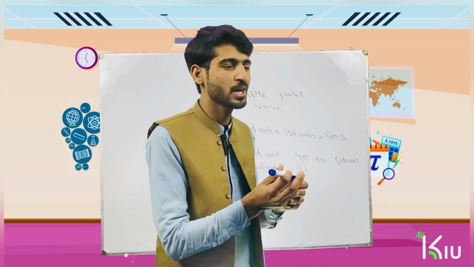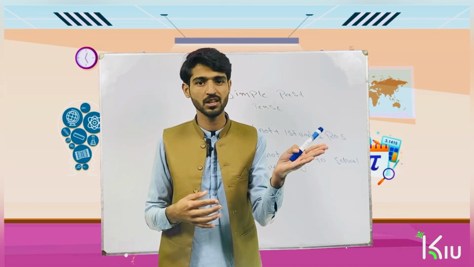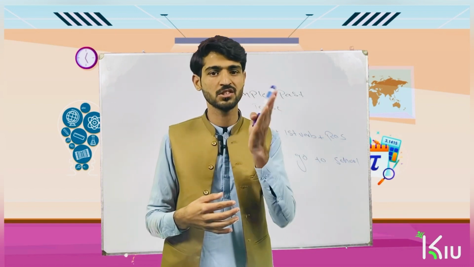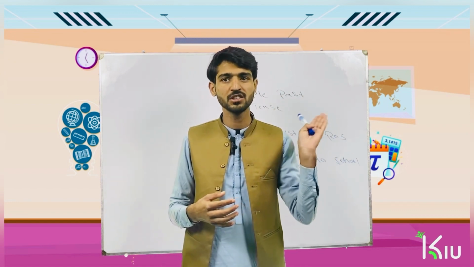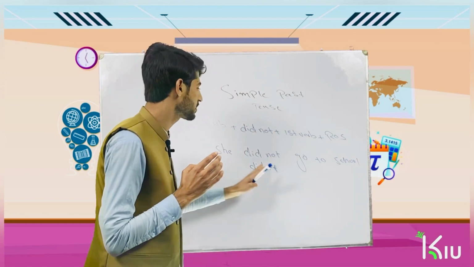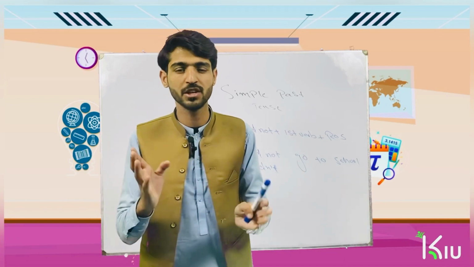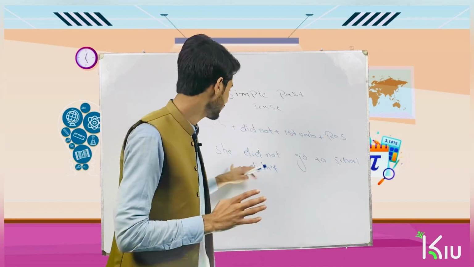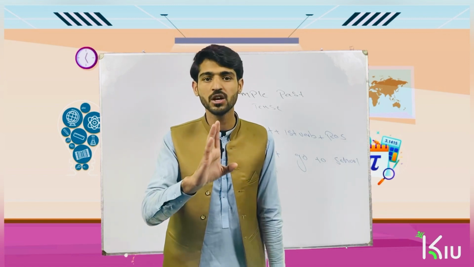Alright, there might be a question in your mind that in the definition we said that simple past tense is used to show an action which started and finished in the past at a particular time. But in this example I didn't mention the particular time. For example, if I say she did not go to school, where is the particular time? For that, you can write here she did not go to school yesterday. But we are not writing that.